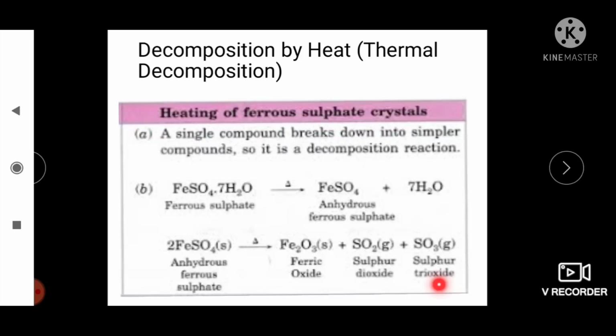I hope you have understood why this reaction is a decomposition reaction, or thermal decomposition reaction. Because the reaction has been carried out upon strong heating. That is why it is called thermal decomposition. And a single substance has resulted in a mixture of three substances in this particular reaction. That is, anhydrous ferrous sulfate, on heating, gives three products, that is ferric oxide, sulfur dioxide and sulfur trioxide.